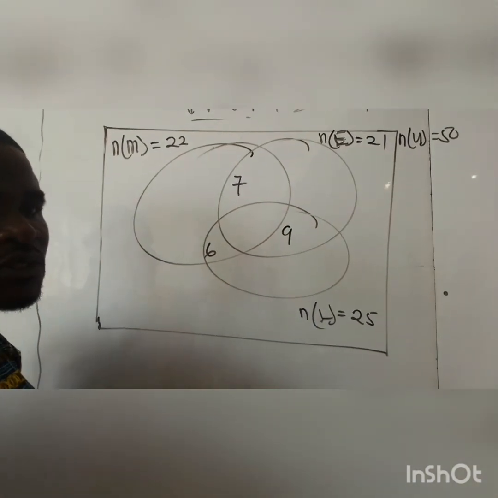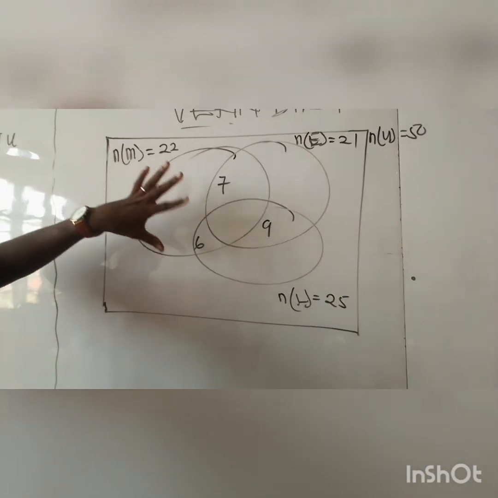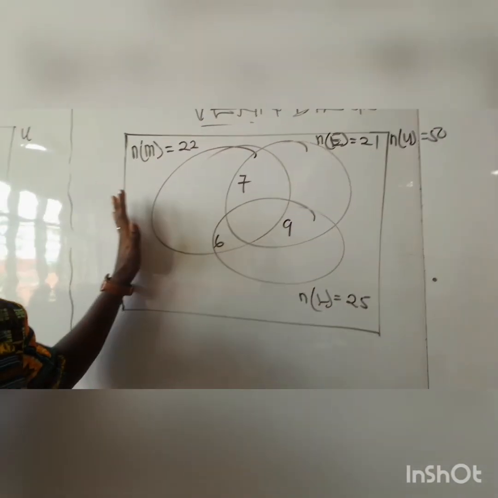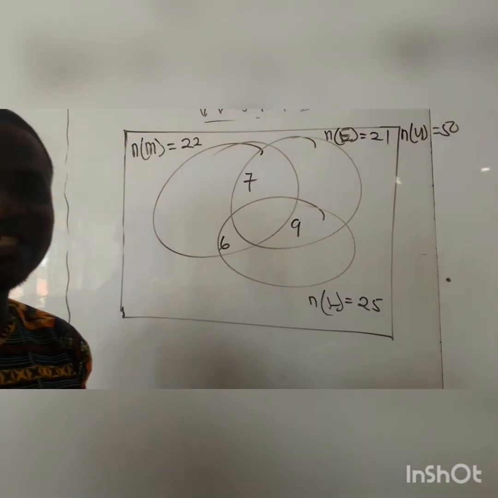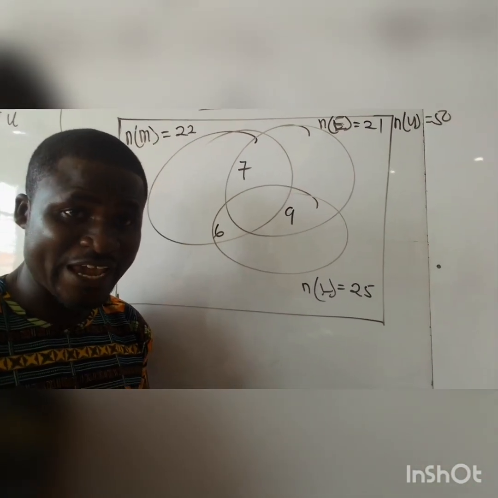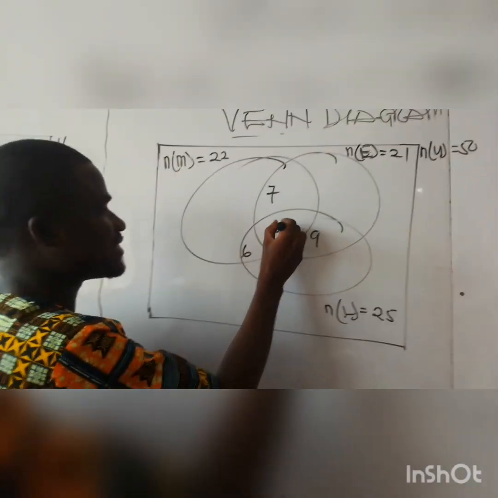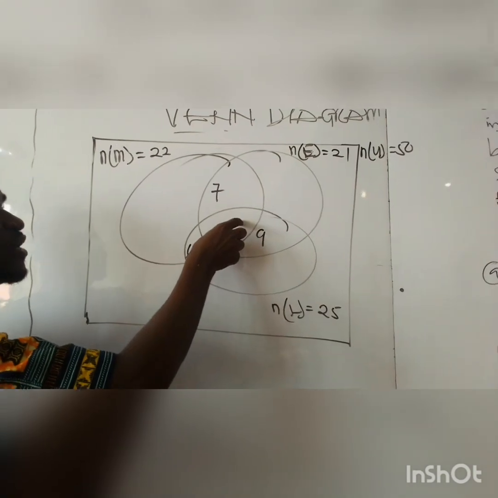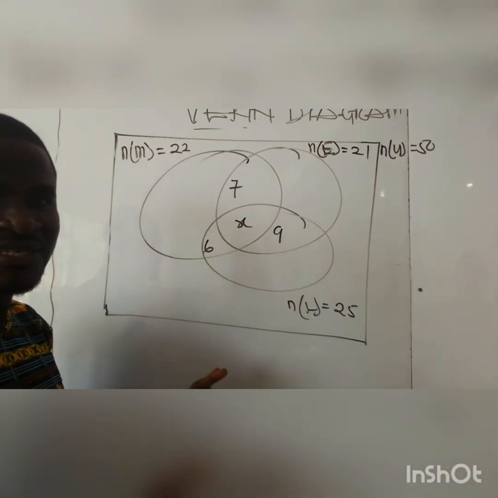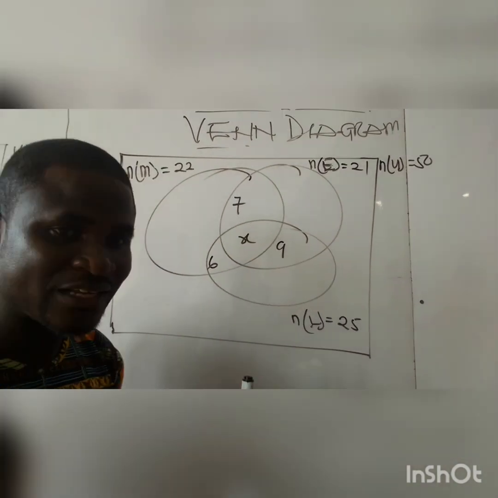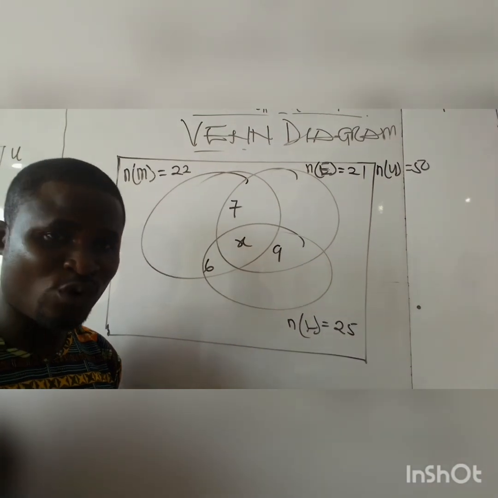Good. Now, the question didn't give us those who had all the 3 books. They didn't give it to us. We don't know them. So let's use X to represent them. Okay? Good. So here represents X. We are using X to represent those who had all the 3 books. You can use any letter to represent it, either X or Y, or any alphabet except O.